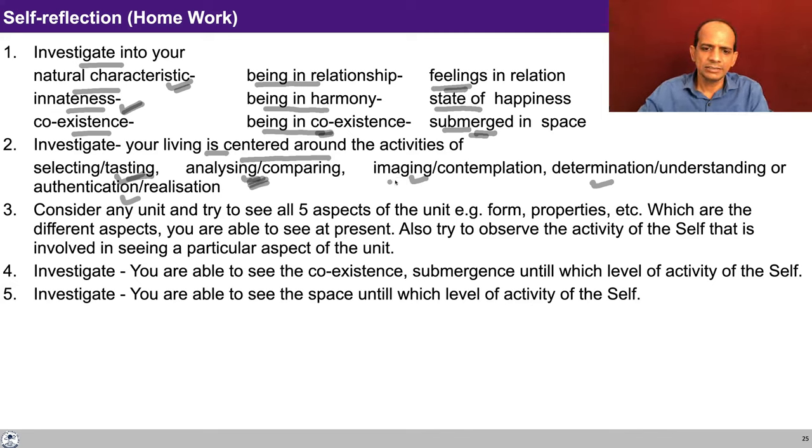When you are active at the level of imaging, you are able to observe the feelings that you are having, whether naturally acceptable or not. And when you are active at the level of contemplation, you are able to see the feelings which are naturally acceptable to you: trust, respect, affection. At the level of understanding and determination, you are able to see the innateness of all the four orders. And at the level of authentication and realization, we are able to see the submergence, the coexistence.